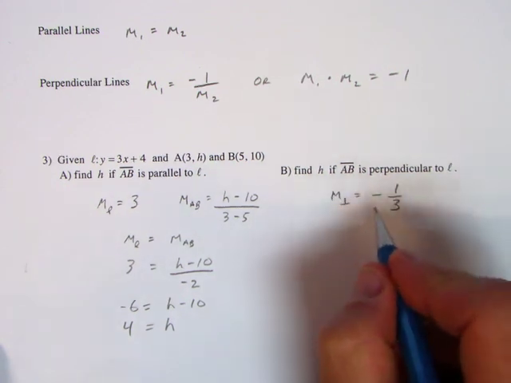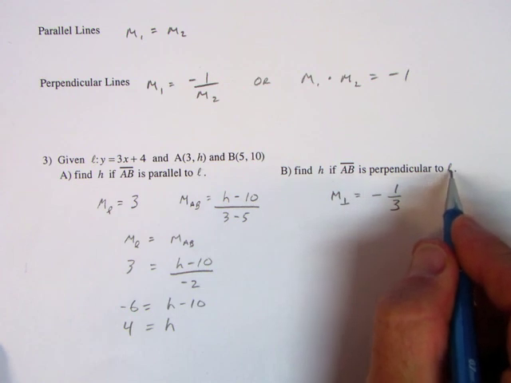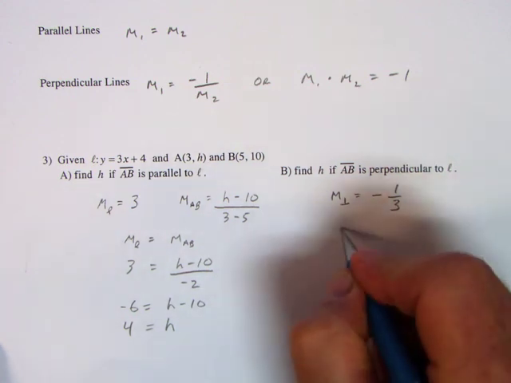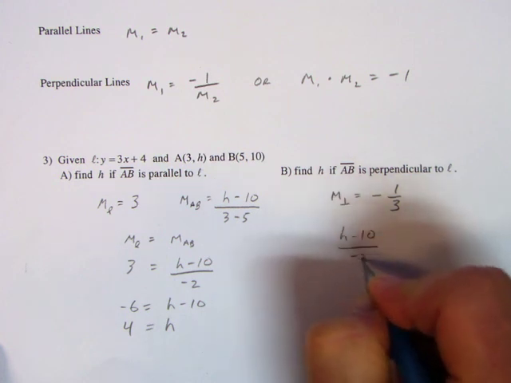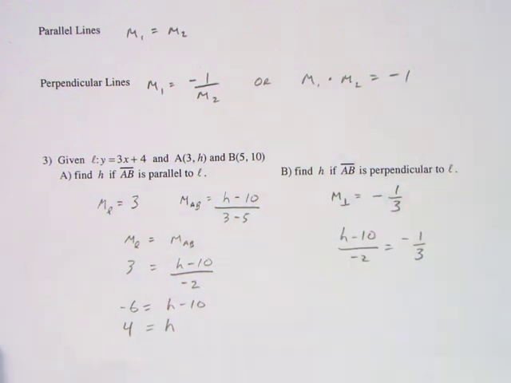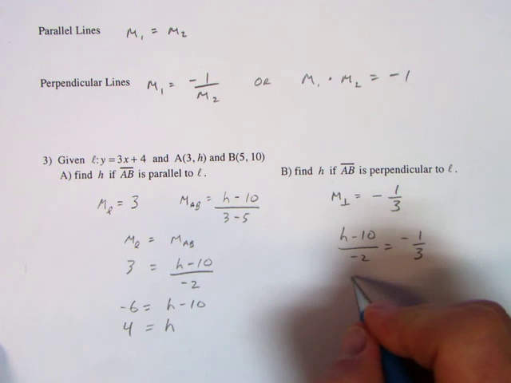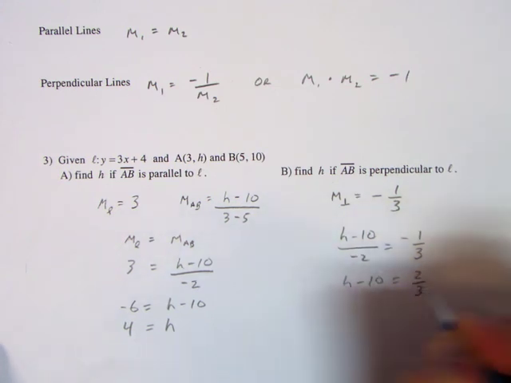Now we know that AB is perpendicular to this, so we're going to say the slope of AB, which we already found, h minus 10 over -2, is now going to equal -1/3. And multiply both sides by -2, so h minus 10 equals 2/3, add 10 to both sides, 10 and 2/3.